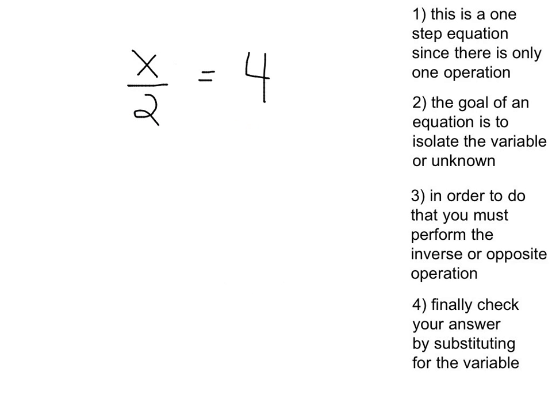Now let's look at a division equation. Now again, this is a one-step equation because there's only one operation, and this expression x over 2 means x divided by 2. So our operation is division.